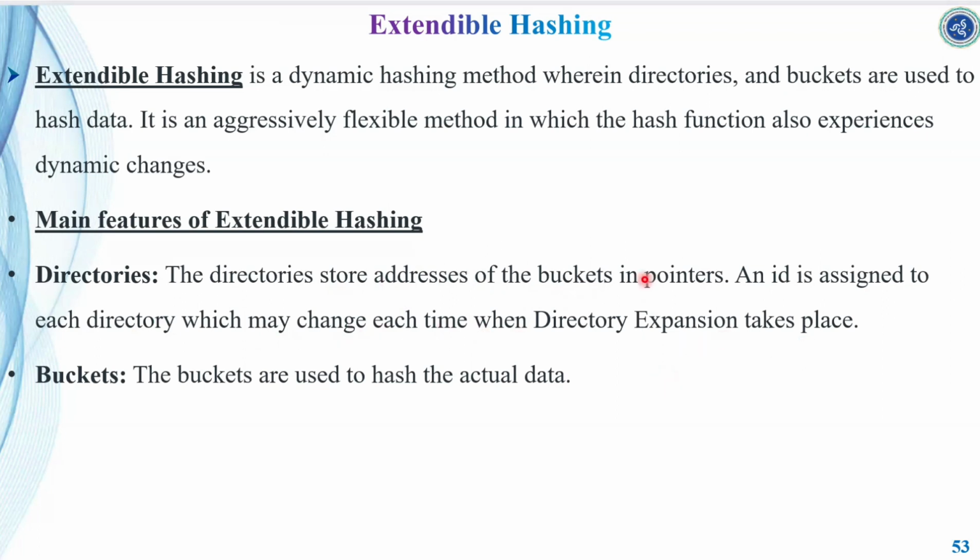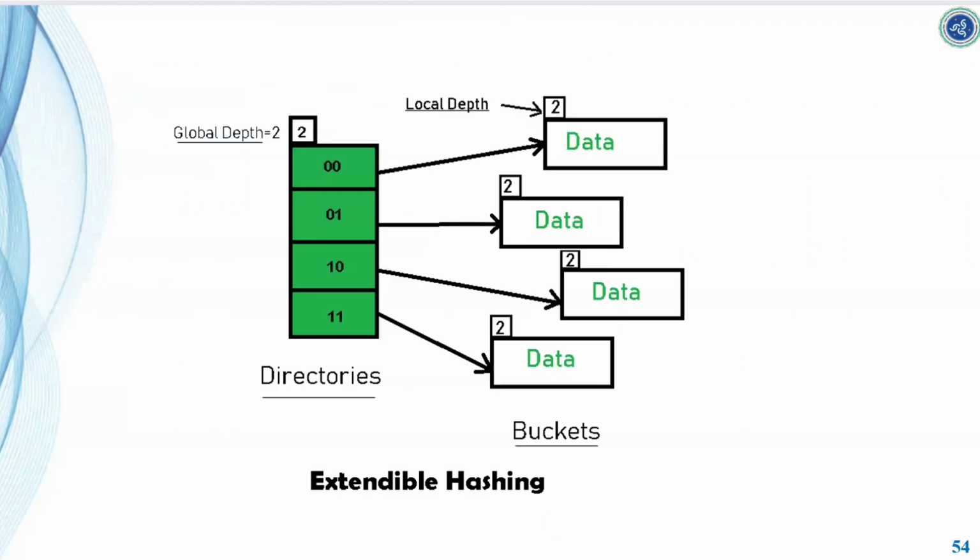So here we have seen that in extendable hashing, growing and shrinkage are possible, right? So in some cases the directory can expand. When this expansion takes place, each record or each cell is assigned a unique value ID, and that will also change when the expansion takes place. Okay, what is a bucket? A bucket is used to hash the actual data. Now we can see the representation, and with the help of the representation it will be clearer. So this is the representation of extendable hashing. Here, the highlighted thing is the directory.